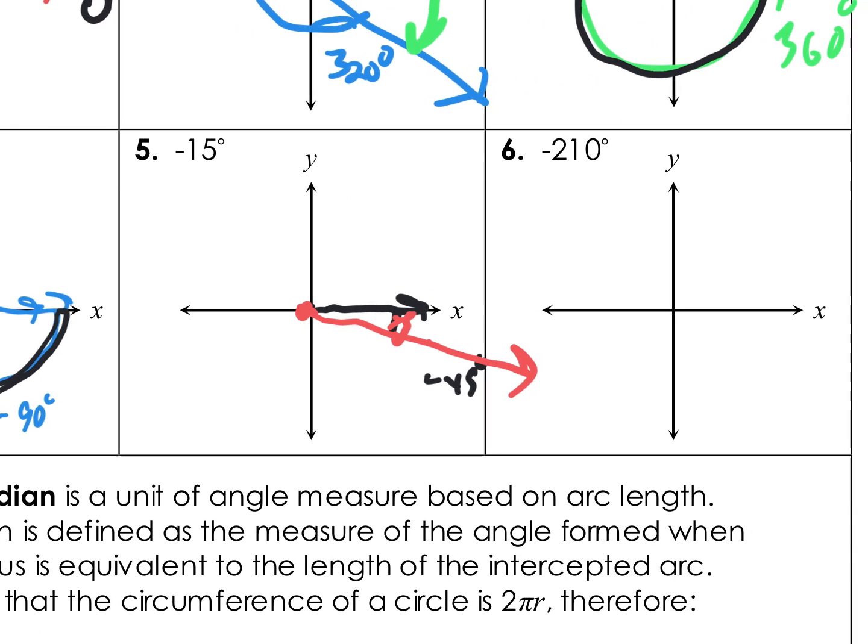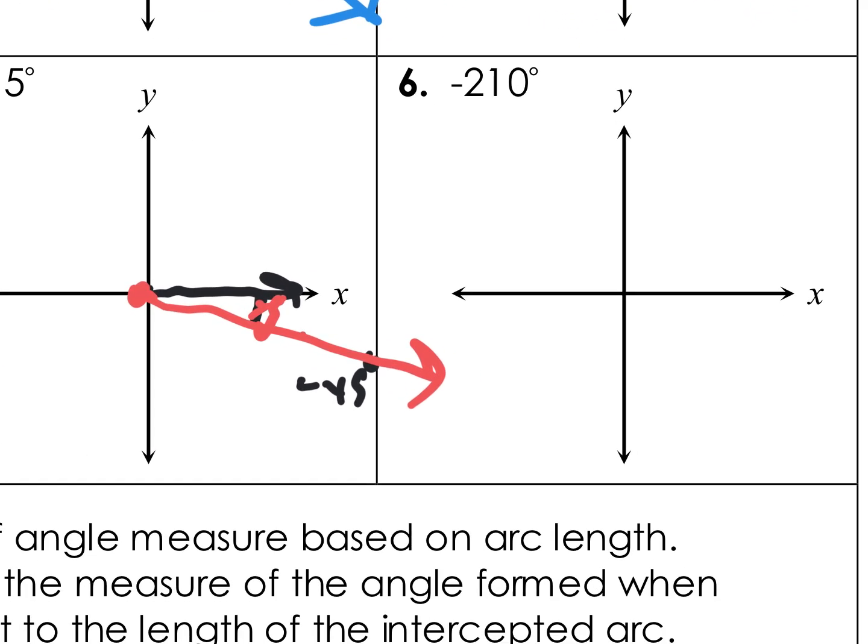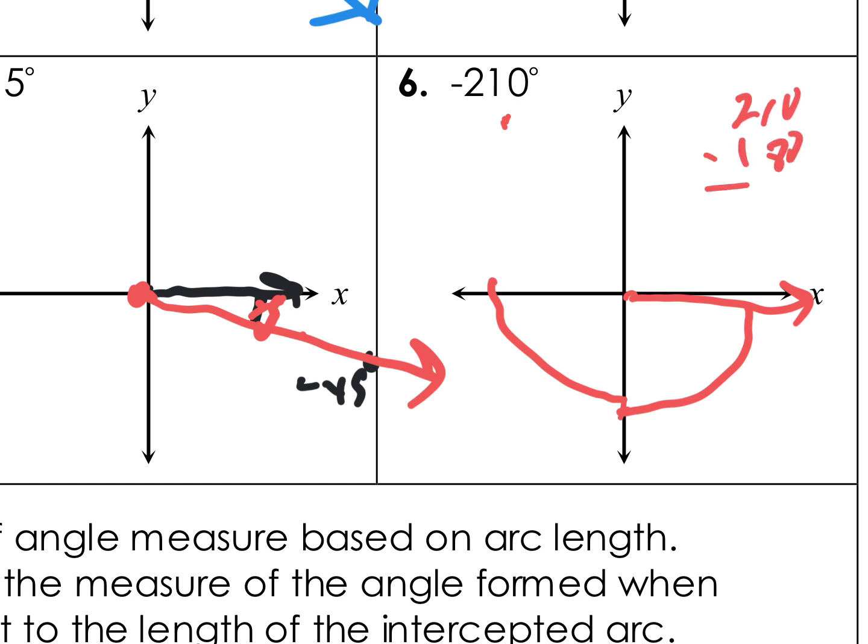Now we're doing another negative. If I start with my initial side there and I start opening down, that's a negative 90. That's a negative 180. Negative 180. How many's left? 210. Take away 180 is about how much? 30. I need 30 more degrees.